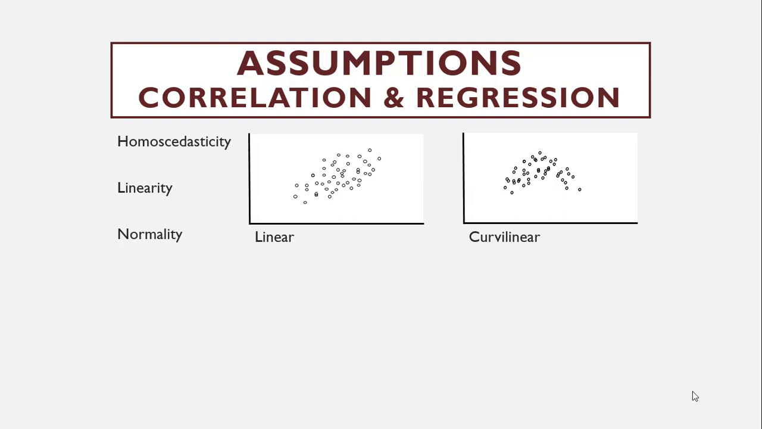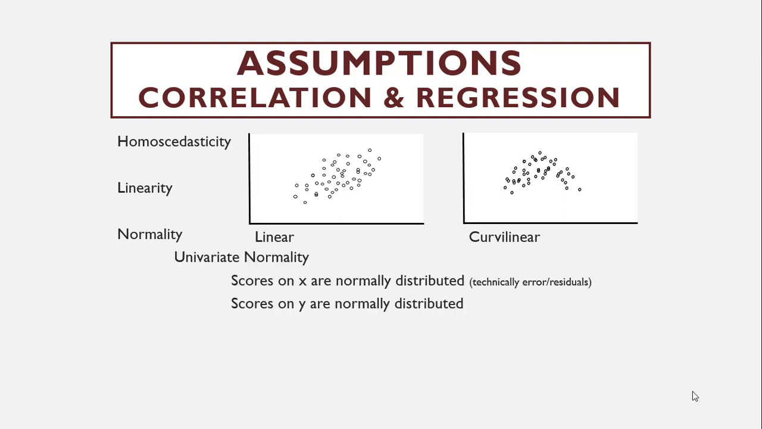We also have normality. And within normality, we have two types of normality. You've heard about univariate normality, where the x scores should be normally distributed, and we typically draw that nice curve. And now we have two variables, both of them are continuous. So x is normally distributed, y is normally distributed. And I have a note here, technically, we now are more concerned about the errors or the residuals, and we'll talk about what those are. But a lot of times we look at the histogram for x and the histogram for y to get a sense about that.